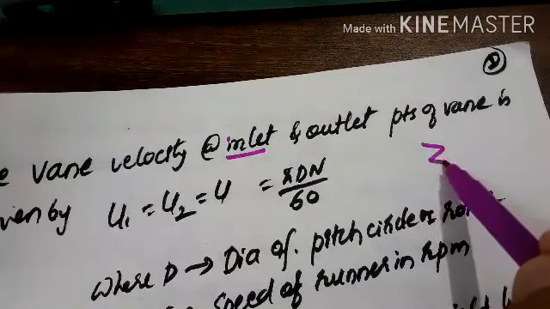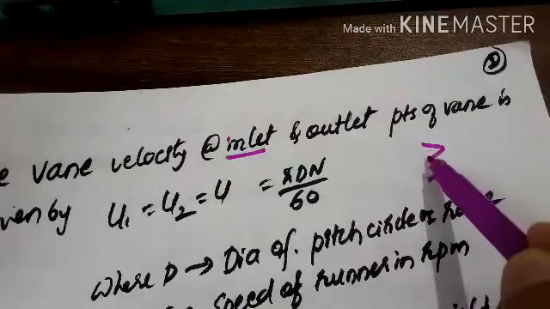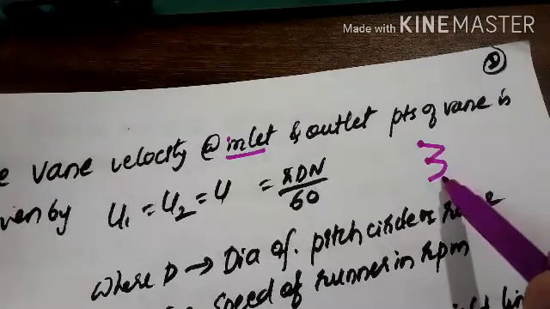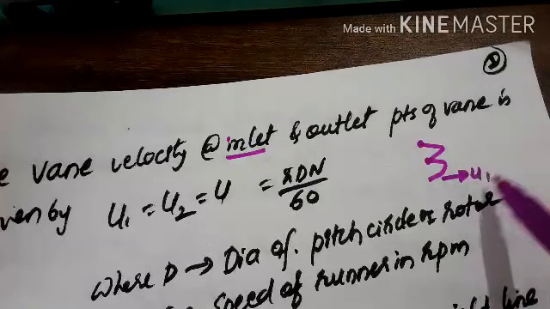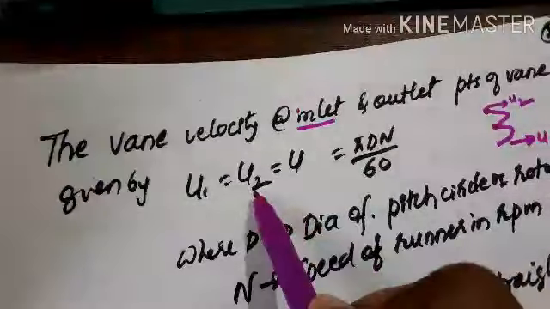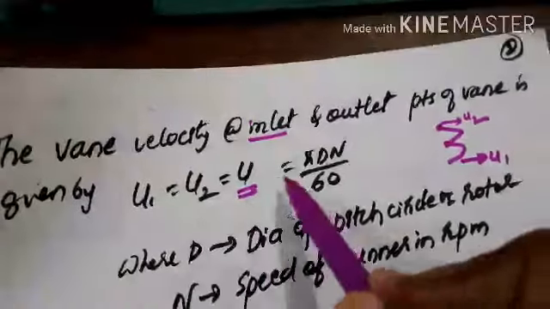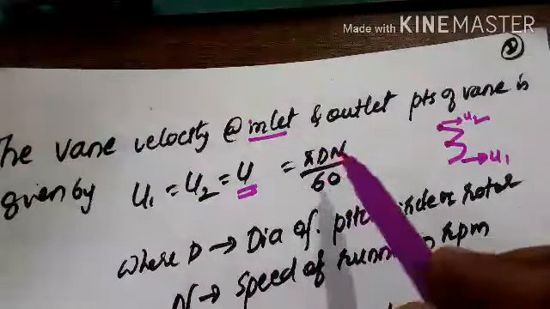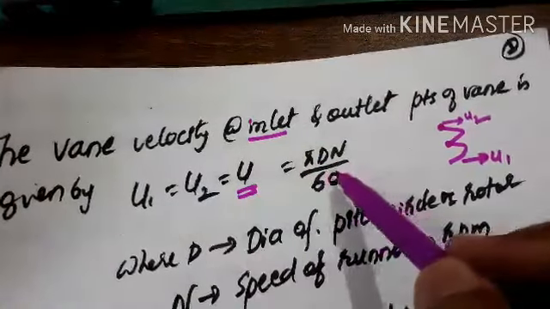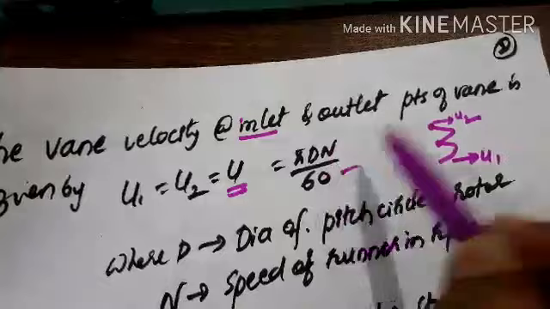So this is the vane shape, this is the inlet point and this is the outlet point. Now you have to calculate the inlet velocity u1 and the outlet velocity u2. Then u1 equal to u2 equal to u here. Since the wheel is rotating, we have to take the rotational speed, that is pi dn by 60.